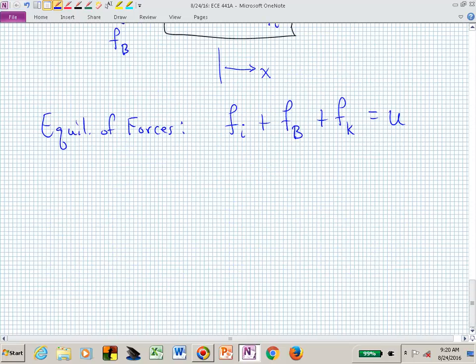So the exam will only have 20 interconnected masses, springs, dashpots. Just 20. Okay.